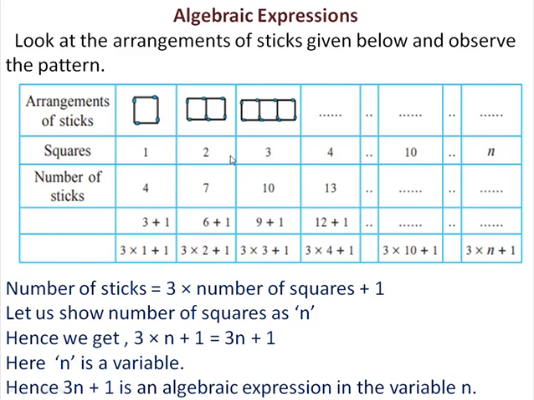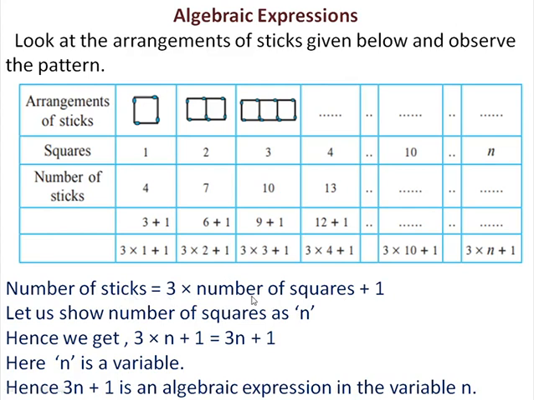So if you are making 10 squares using the given sticks, you will get the formula 3 multiplied by 10 plus 1. And if you consider n as any number of squares, if you represent the alphabet n for the number of squares formed, you will get the expression 3 into n plus 1. Now here, what is this in all? This is the number of sticks used. That is 3 into number of squares plus 1 is the number of sticks.